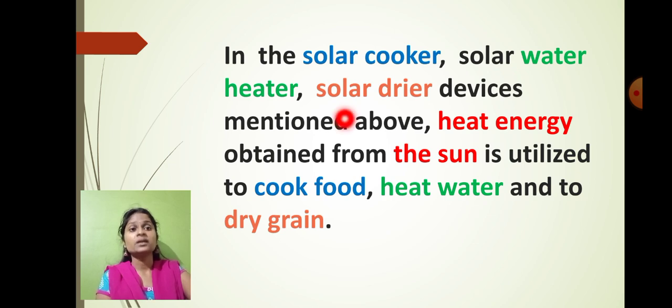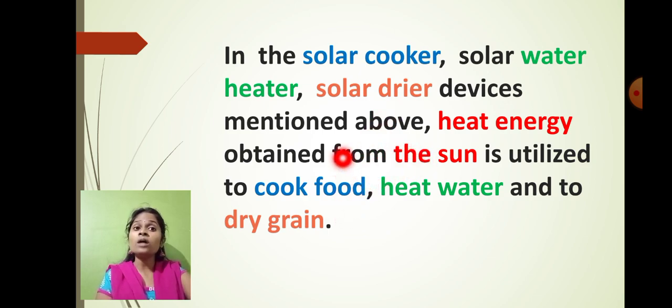Can you see that the solar cooker is utilized to cook the food material. The water heater is utilized to heat the water. The solar dryer is used to dry the grain. If we have to store the grain for a longer time, then we have to dry it completely, right? The solar dryer is a type of device which is usually used to dry the grain. So the solar cooker is used to cook the food, the water heater to heat the water, and the solar dryer to dry the grain.